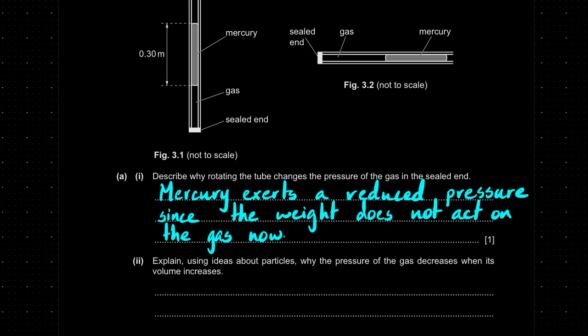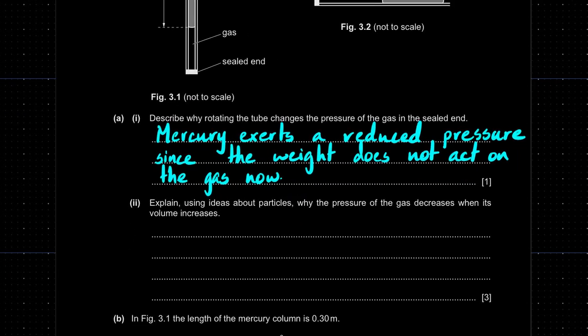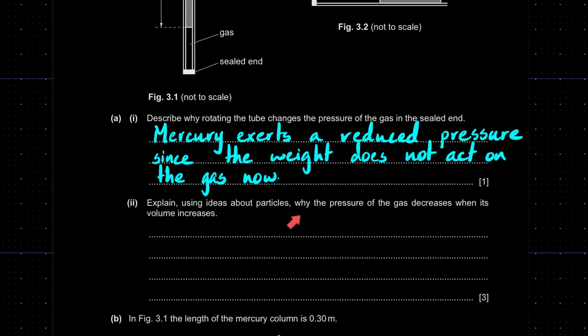All right, next question. Part 2, explain using ideas about particles why the pressure of the gas decreases when its volume increases. Now this is some really important stuff that we studied back in KMM, kinetic model of matter. That's exactly what you have to write here as well. So when the volume increases, you know that particles now occupy a larger space.